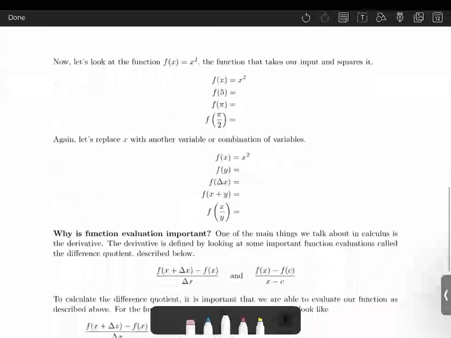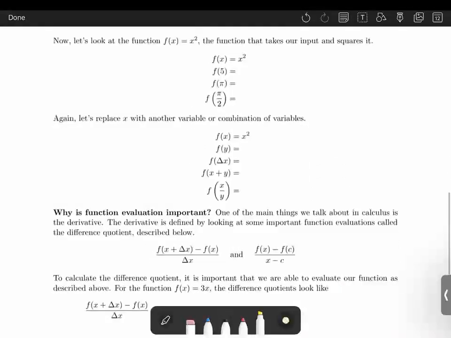So if we're looking at the function f of x equals x squared, this function takes our input of x and our output is that same input now squared. So again, we're going to evaluate this function on these same values. So this function evaluated at 5 is 5 squared, which is 25. This function evaluated at pi is just pi squared, and there's no way to simplify that.